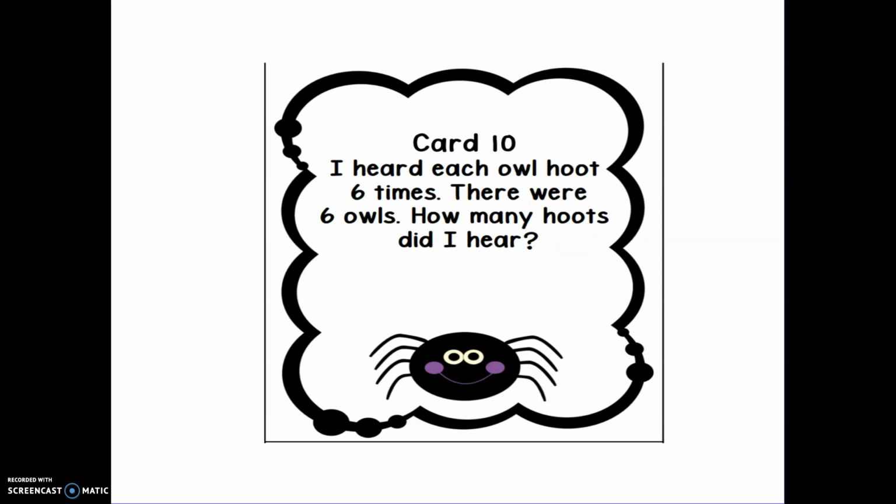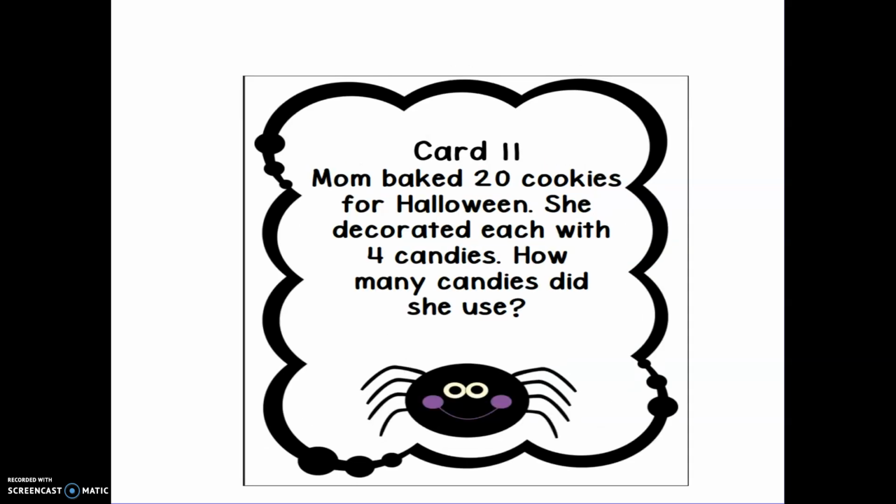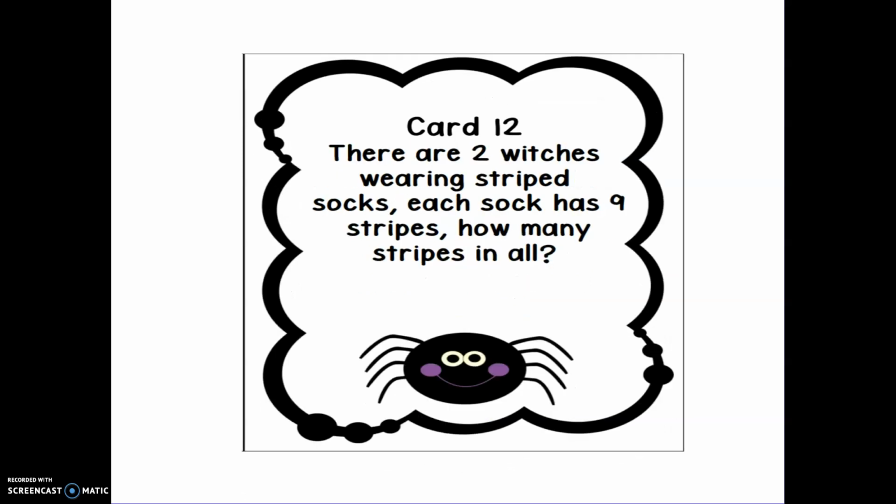Card 10. I heard each owl hoot 6 times. There were 6 owls. How many hoots did I hear? Card 11. Mom baked 20 cookies for Halloween. She decorated each with 4 candies. How many candies did she use? Card 12. There are 2 witches wearing striped socks. Each sock has 9 stripes. How many stripes in all?